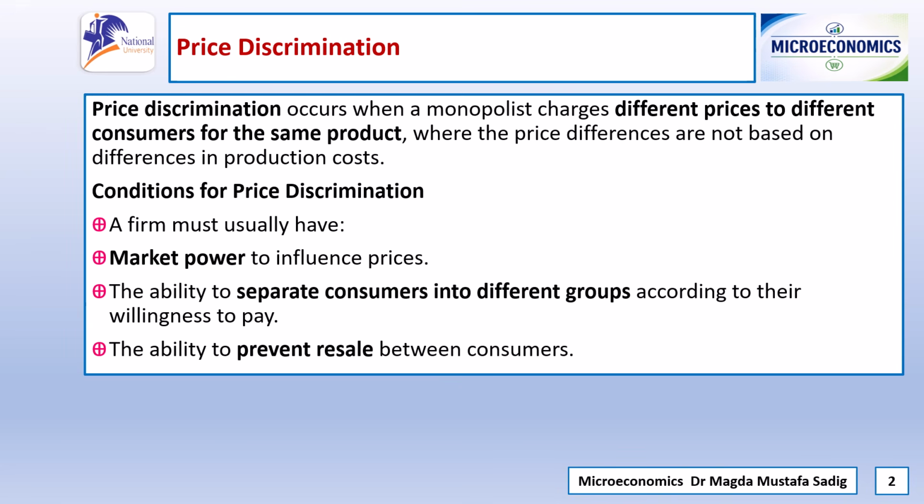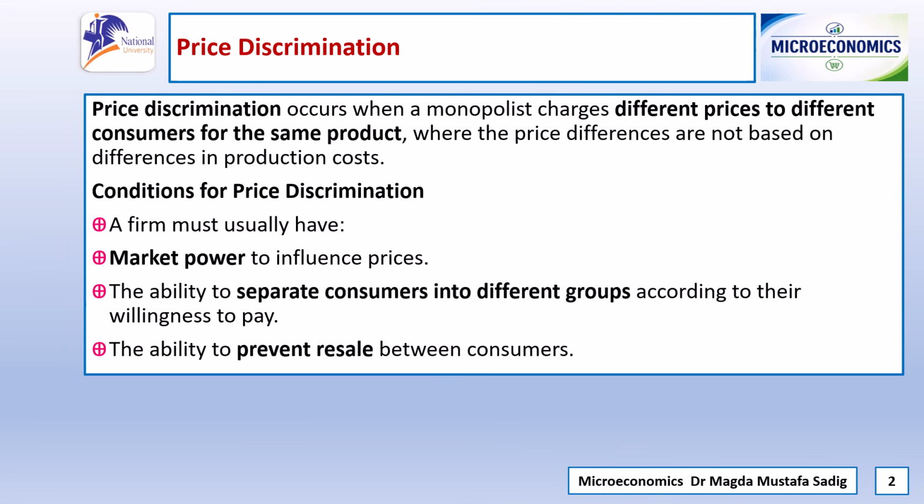For example, imagine that two consumers are purchasing the same product. If one consumer is willing to pay a higher price than the other, a firm with sufficient market power may attempt to charge the two consumers different prices. This is the basic idea of price discrimination. However, not every firm can practice price discrimination successfully. There are several important conditions.